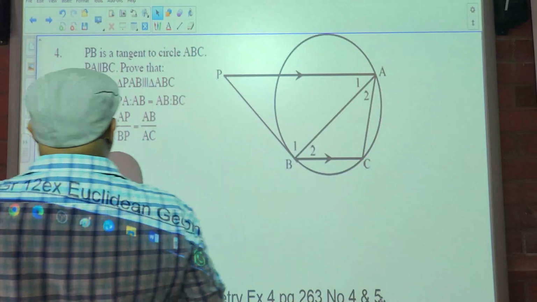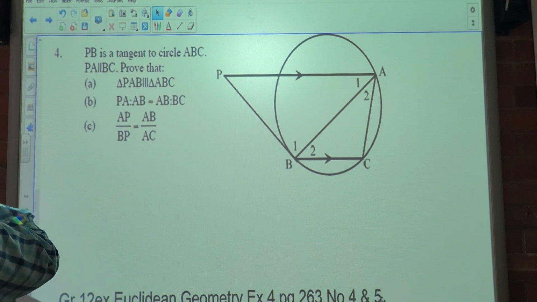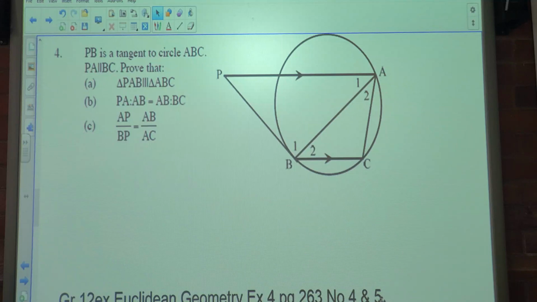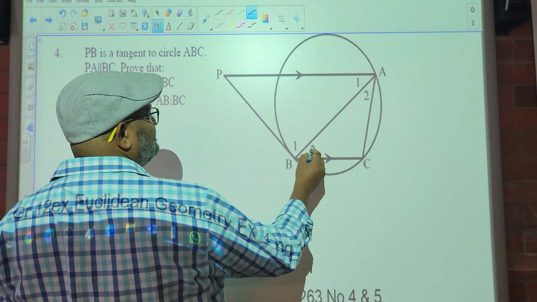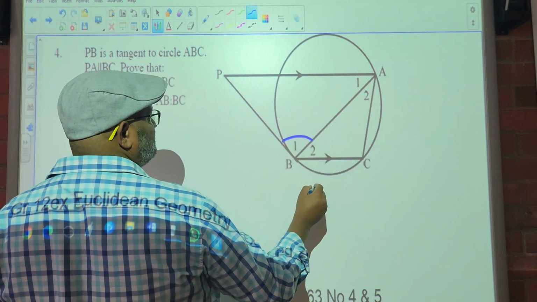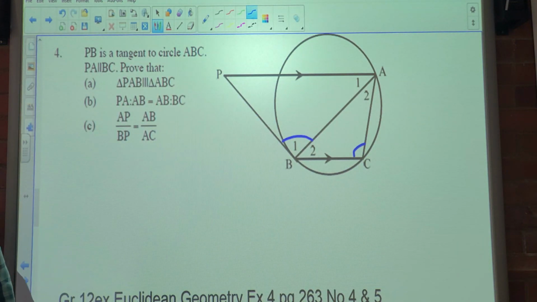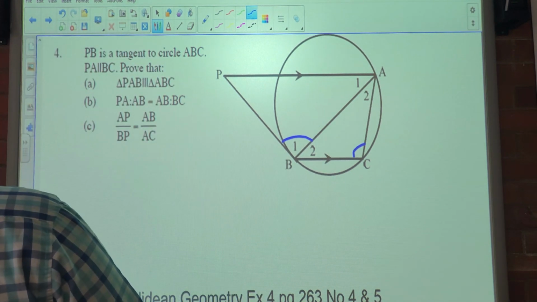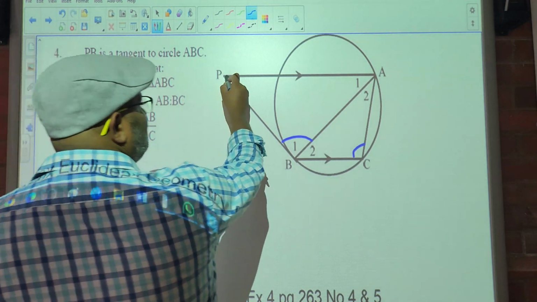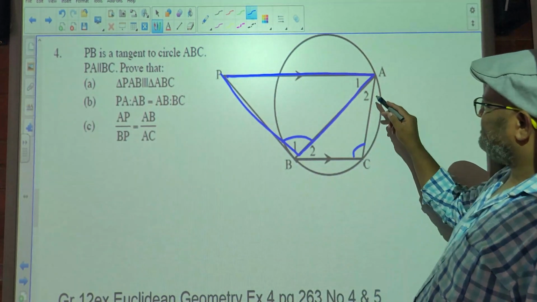Okay, so here we are told that PB is a tangent to circle ABC. So if PB is a tangent, what can we conclude from there? That B1 is equal to angle C. Tan-chord theorem, not so. Then we are asked to prove that triangle PAB is similar to triangle ABC.